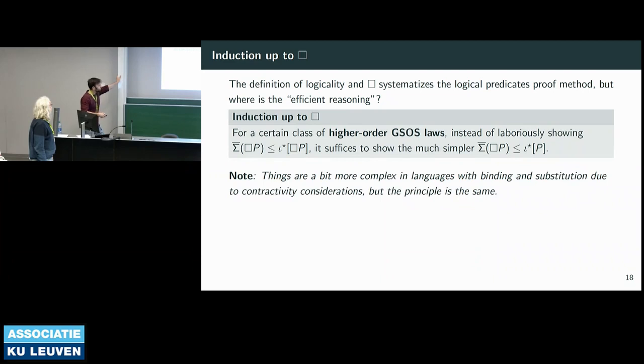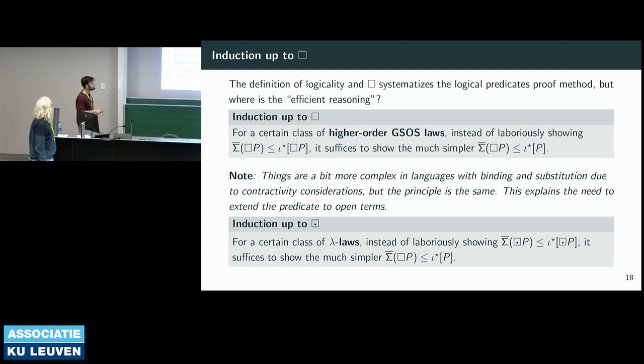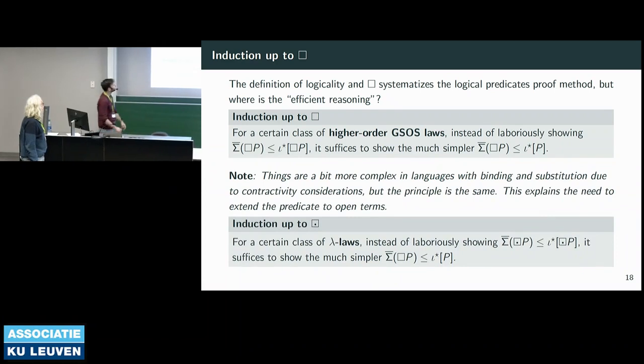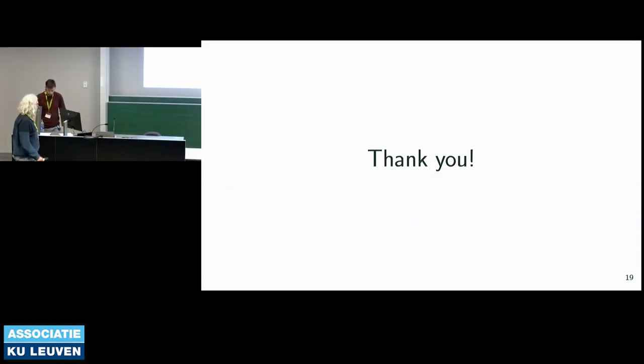For binding and substitution, some things are not as smooth. This is true for combinatory logics, but for languages with binding you have to change a little bit. You have to work on a subclass of GSOS laws called lambda laws. But I think the spirit is the same. I'm just sweeping it under the rug or something, yeah. Thank you, that's all. Okay.